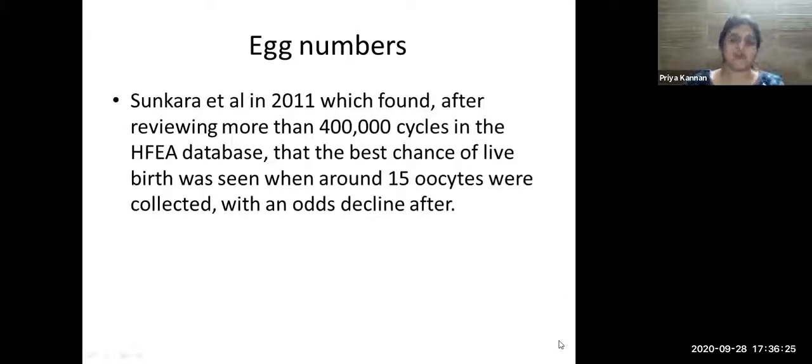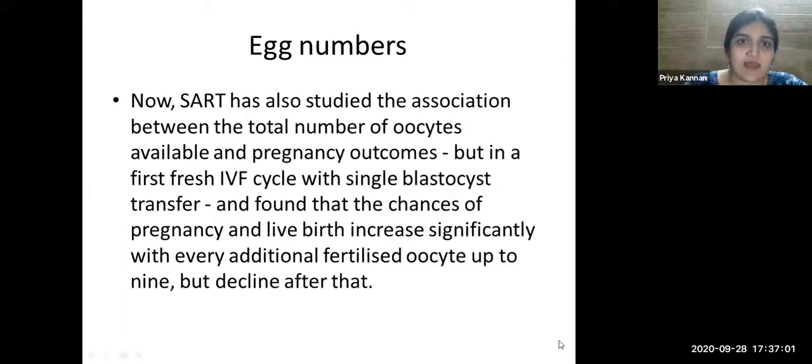Now coming to egg numbers. We have all gone through the paper by Sunkara, Sheshkamal Sunkara, in 2011, which was a large study of about 400,000 cycles, that's 4 lakh cycles, from a database. She found that the best chance of a live birth was seen when 15 oocytes were collected, with the odds of the live birth rate declining after every egg taken beyond the 15th. However, the concept seems to be changing right now, and let us look at it.